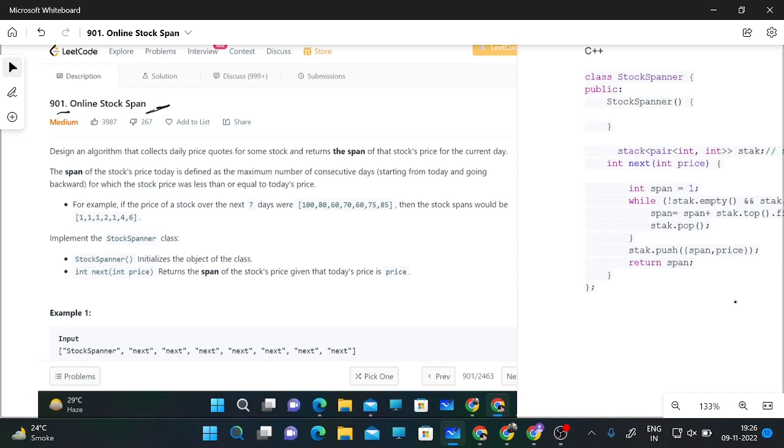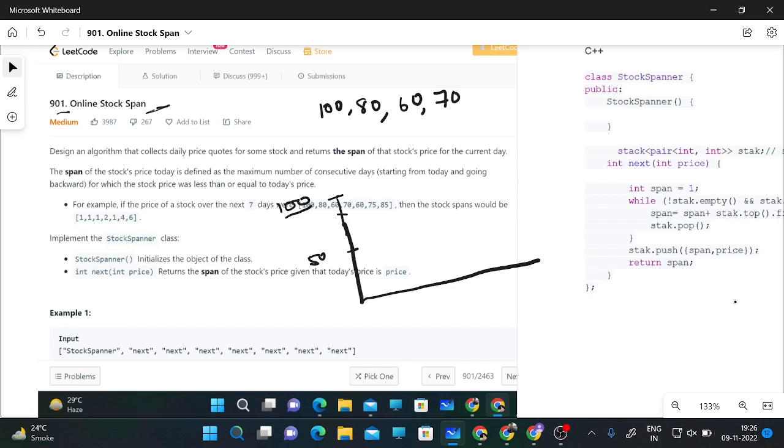Okay, so I'm making a graph for this stock, right? So it is 50 and this one is 100, and the given values are 100, 80, 60, 70, 60, 75 and 85, right? So the first one is 100, right?